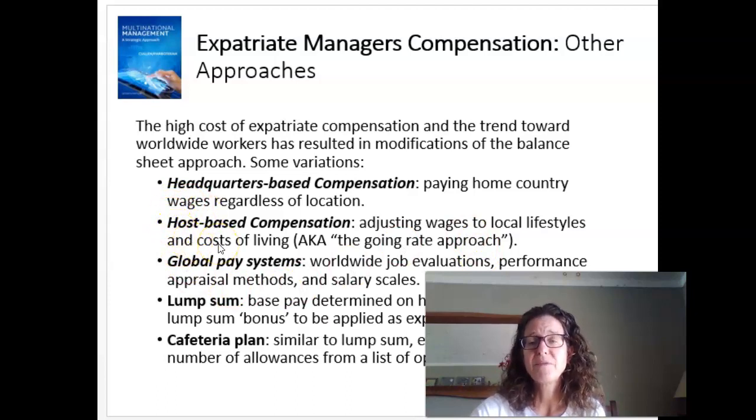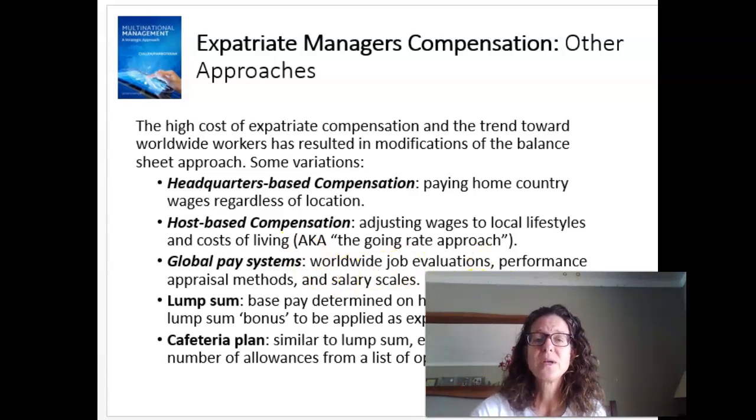And so this type of approach to compensation makes sure that there is more equity between expatriates and host country nationals because the basis of compensation is in the host country. One of the challenges of the balance sheet approach is that it roots compensation in the home country, which often can be quite higher than compensation in the host country, which can create significant differentials and perceptions of inequity between expatriates and host country nationals.